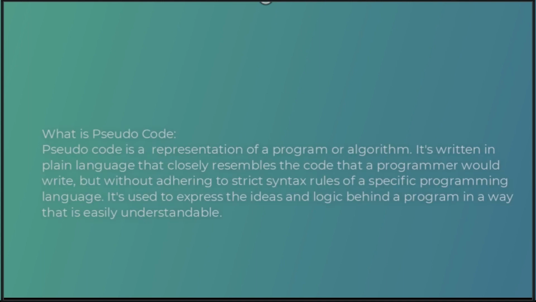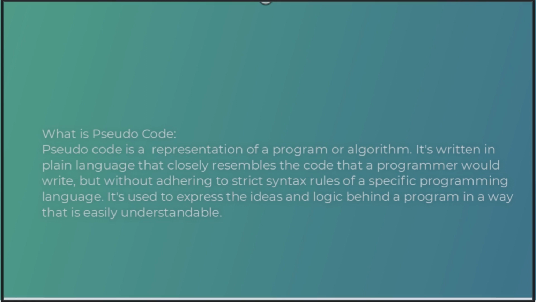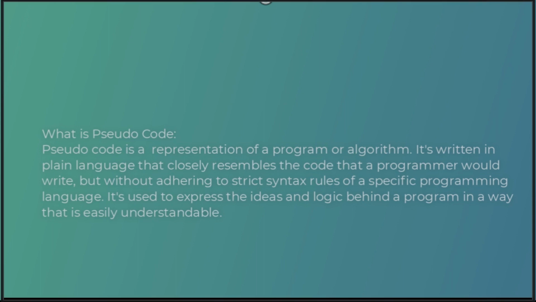What is pseudocode? Pseudocode is just a representation of a program or an algorithm. It's just a step by step way you write out how your code is going to work, how the program or algorithm is going to take its steps. That's just what pseudocode is. It is used to express the idea and logic behind a program.